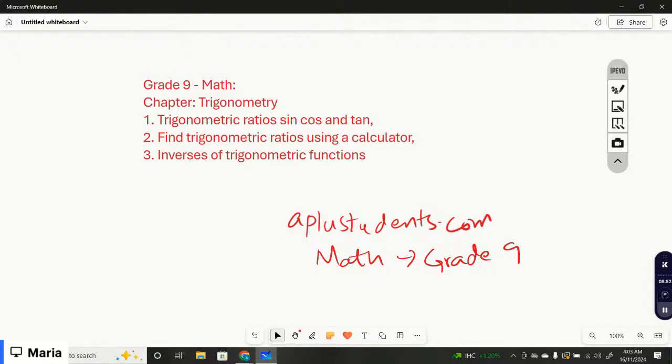The lessons we're going to cover today are trigonometric ratios, sine, cos, and tan. Find trigonometric ratios using a calculator. Inverse of trigonometric functions.